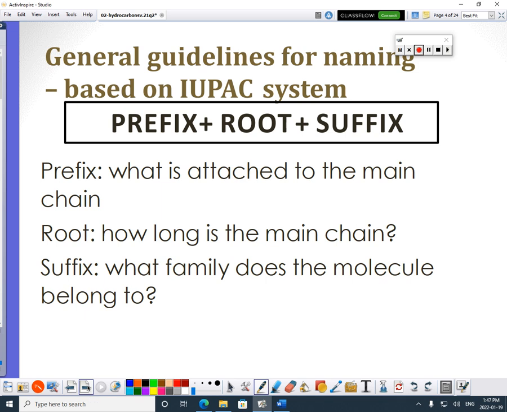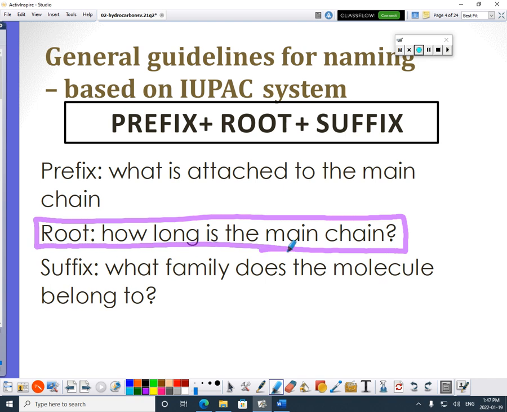So when we do organic chemistry, there are some important ideas. The first rule for organic chemistry is: how long is the main chain? Sometimes we call this the parent chain. And we always only ever care about how many carbons.